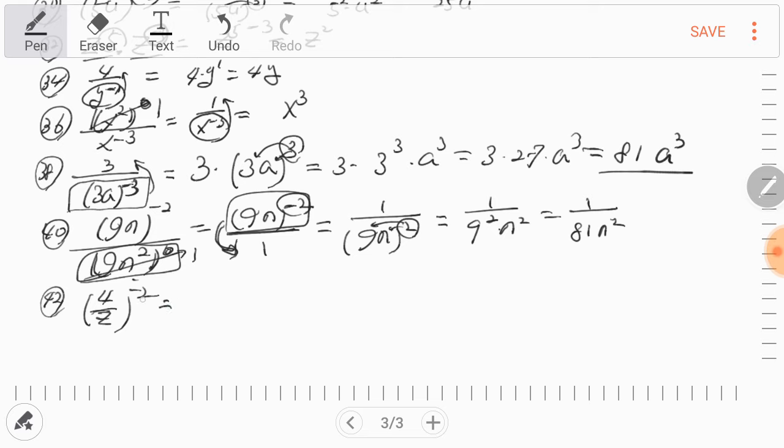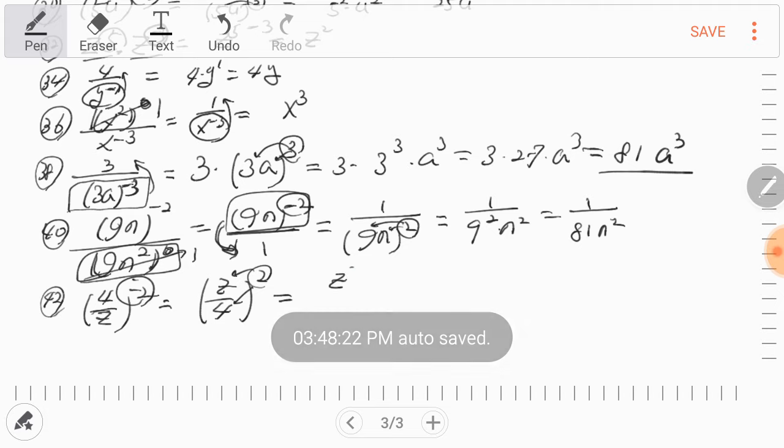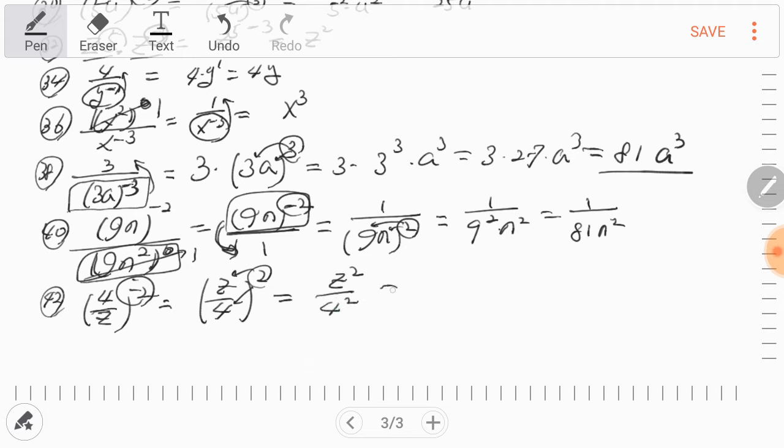Okay, 42. The base is a fraction and the power is negative 2. So we can make a positive power and then take the reciprocal of the fraction. Then assign the power to the numerator and the denominator. So z squared over 4 squared. Then z squared over 16.